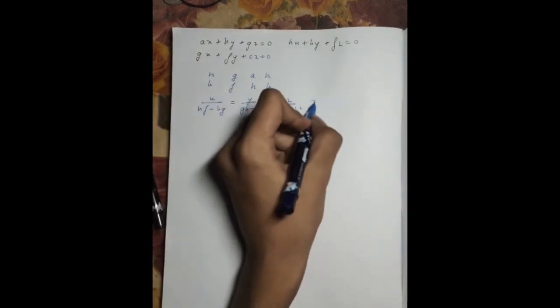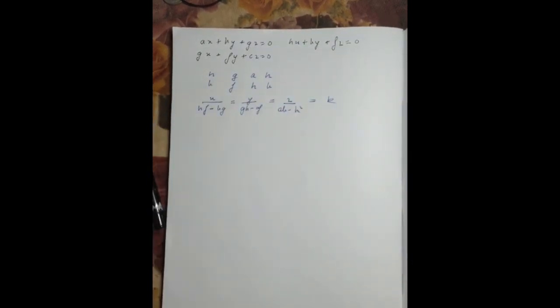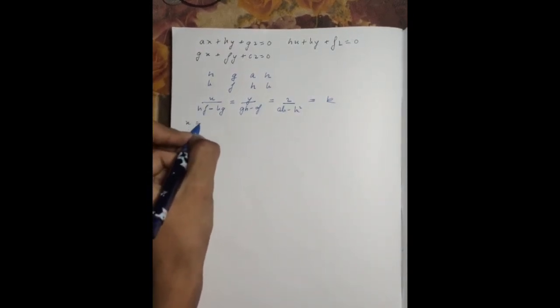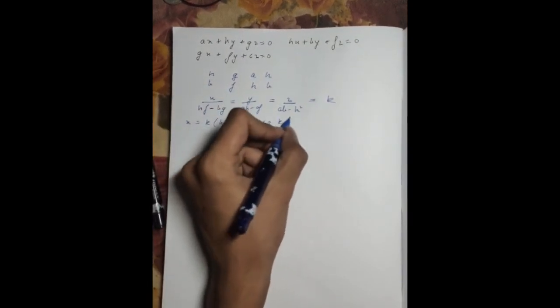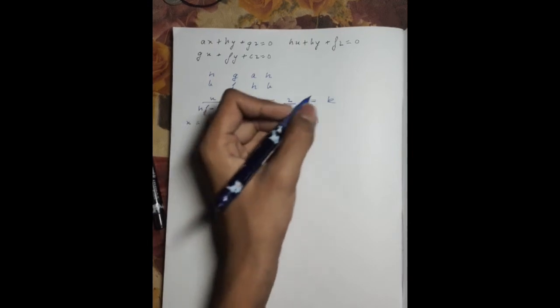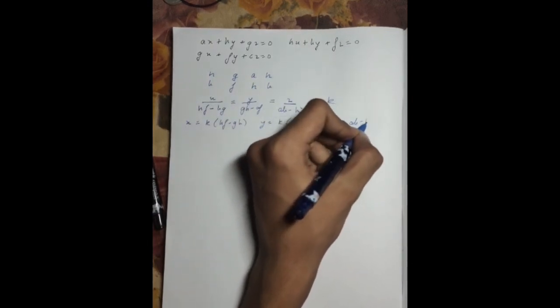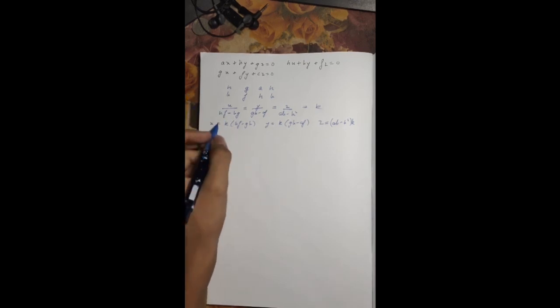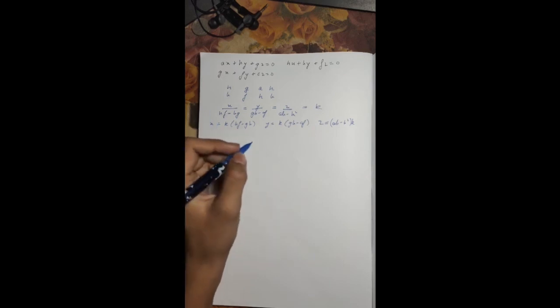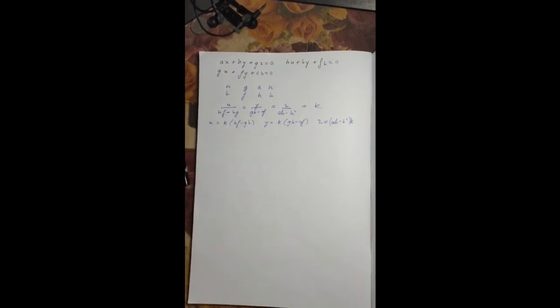And suppose they are equal to some constant k. So we can write x is equal to k into hf minus bg, and y is equal to k into gh minus af, and z is equal to ab minus h square into k. And we are going to use this value of x, y, z in the third equation, that is gx plus fy plus cz. Since we have the constant k in all three terms, we are going to just remove it, because we'll factor out k from this whole equation, and since the whole value is equal to 0, 0 upon k is going to be 0.